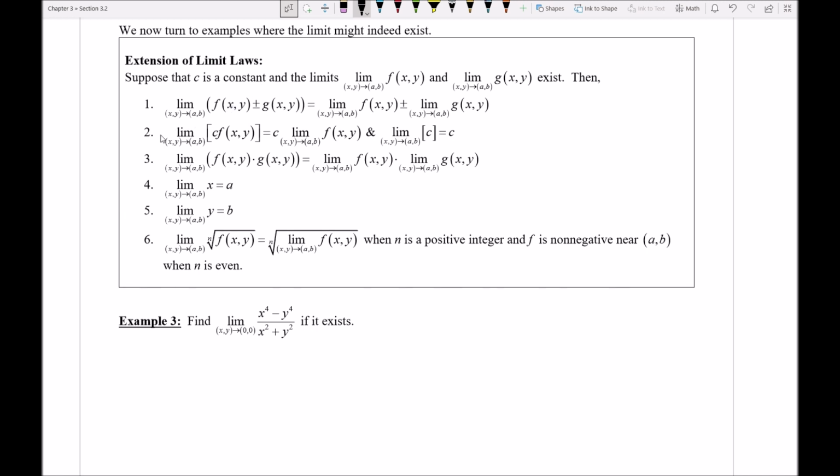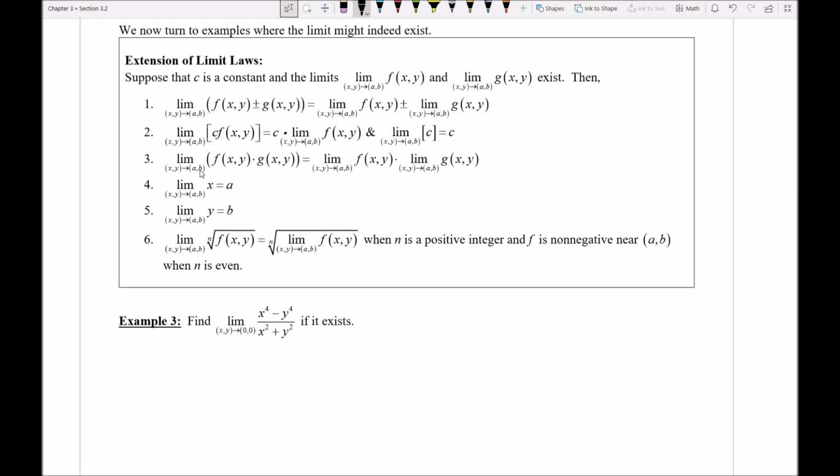Property number 2 down here technically has two rules. The first one says if you're ever doing a limit and you have a constant multiplied by a function, you can always take the constant out and multiply it to the limit. So do the limit of the function first, multiply by the constant later. If you're ever doing the limit of just a constant, you get just that constant. We've already used that in some of the above examples as well.